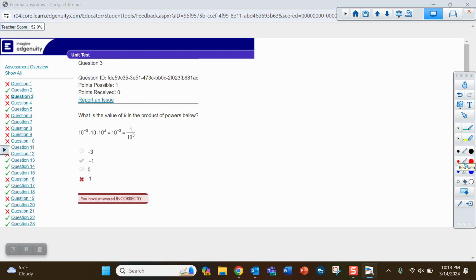Question 3 asks, what's the value of k in the product of powers below? So we're getting 10 to the -3rd as our answer. So we have 10 to the -3rd times, remember, 10 to the 1st times 10 to the k, and it needs to equal 10 to the -3rd. Well, that's what this is, which means that these two pieces have to cancel out. So if this is 1, then that has to be a positive 1.